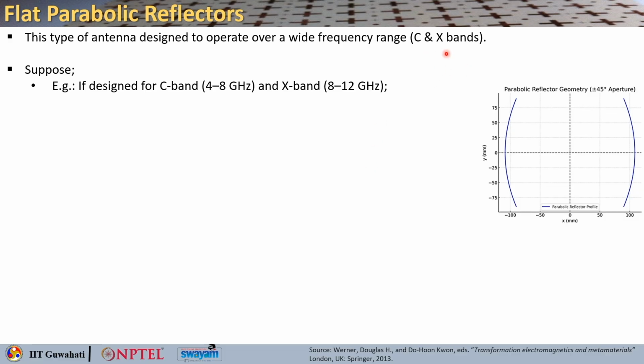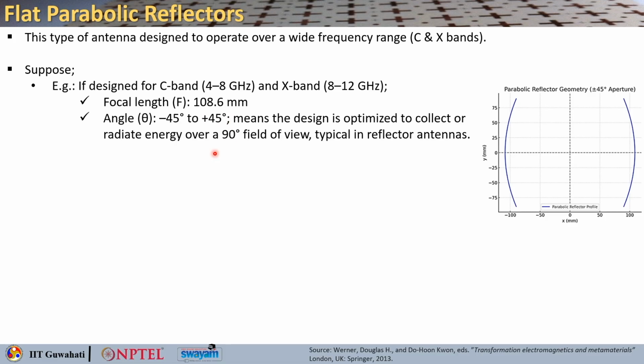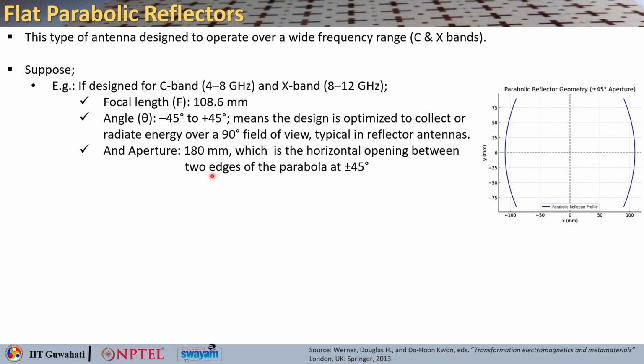Now this type of antenna can be designed to operate over a wide band of frequencies over C and X bands. Suppose if it is designed for C band, it will be working between 4 to 8 gigahertz, and if it is for X band, it will work between 8 to 12 gigahertz. And in such case, typically the focal length is around 108.6 millimeter. The angle theta is considered to be from minus 48 degree to 48 degree. That means the design is basically optimized to collect and radiate energy over 90 degree field of view, which is typical in reflector antennas. And the aperture is also 180 mm, which is the horizontal opening between the two edges of the parabola at plus minus 45 degree.